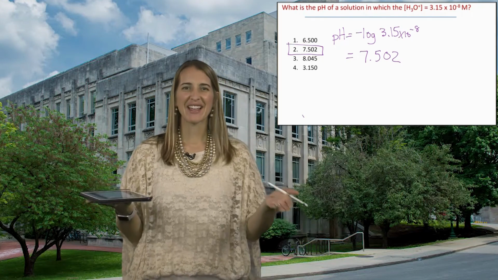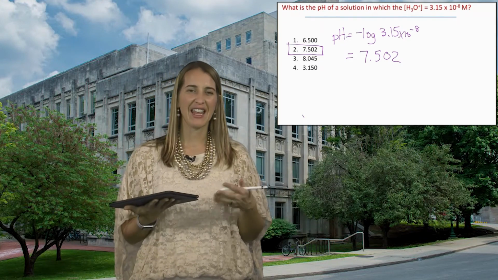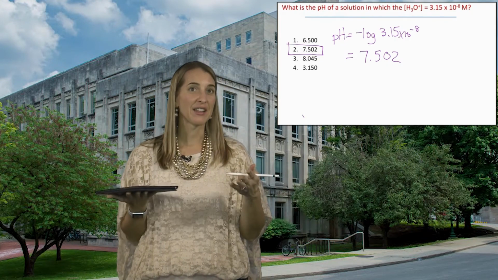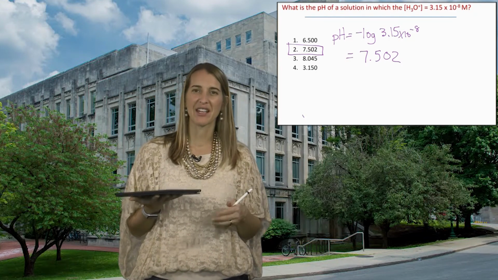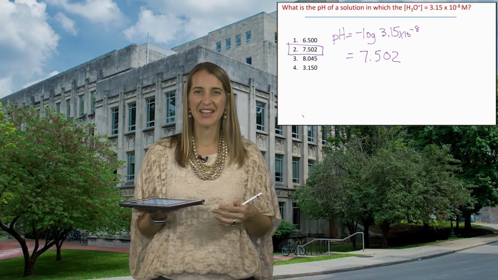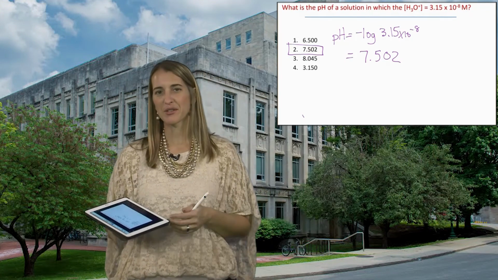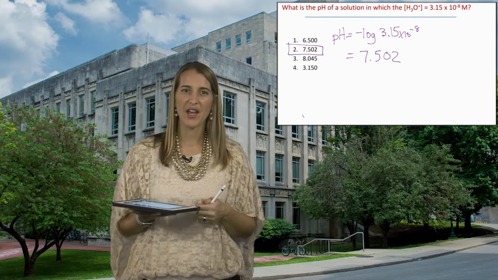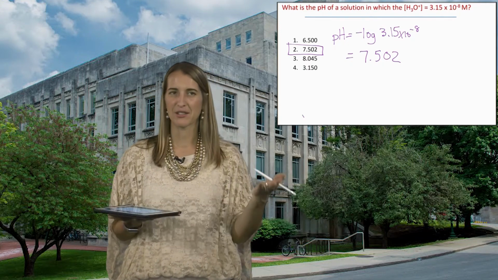All right, welcome back. I hope you were able to plug this in and solve for pH. It was 3.15 times 10 to the negative 8 molar hydronium, really close to what neutral is at 1 times 10 to the negative 7. So we expected it to be close to neutral. 7.502 is what I got for the pH of this solution.